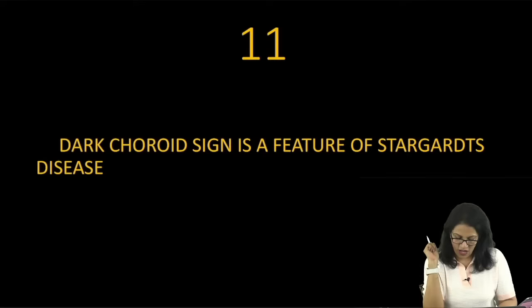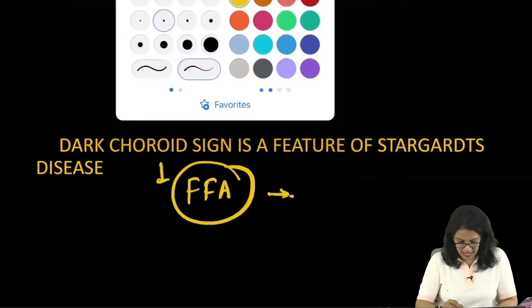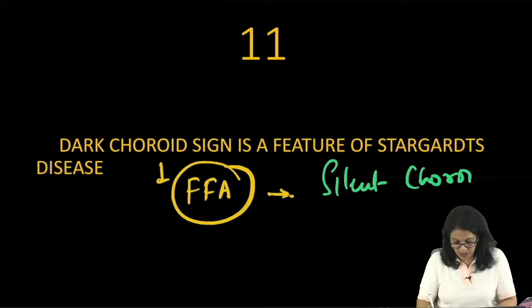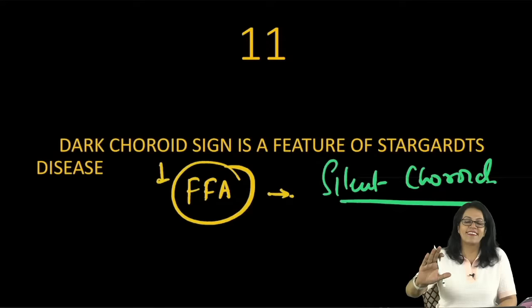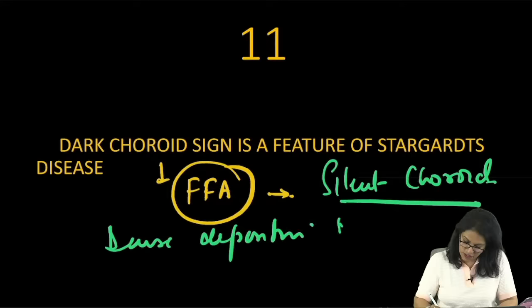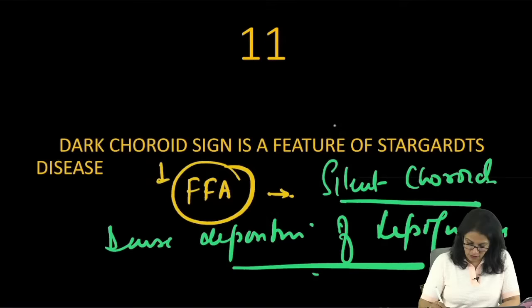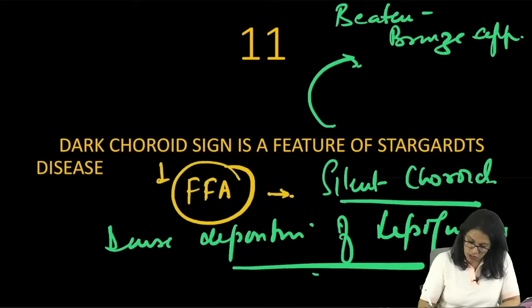Dark choroid sign is a feature of Stargardt's disease. So, where do you get this sign? Fundus fluorescein angiography. Why do you get this sign? Dark choroid sign is also called silent choroid. When you are doing a fluorescein angiography, I have shown you in the images part how the background choroid looks all dark. Isn't it? There is no fluorescence there. So that is what the dark choroid sign is. Why is it happening? Because of the dense deposition of lipofuscin. Okay? And another important point for Stargardt's, what you get on the fundus is a beaten bronze appearance. We will not forget the beaten bronze appearance. Okay? It is one of the most common macular dystrophies.